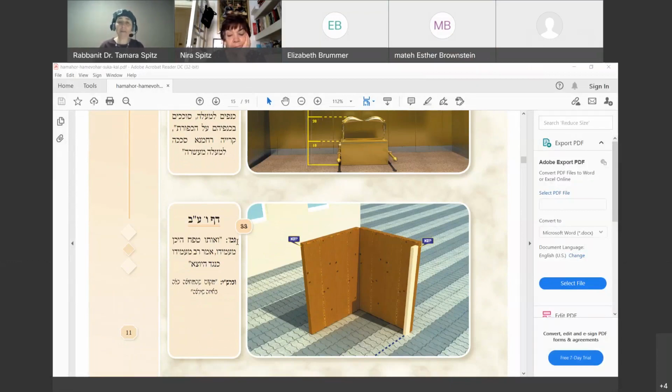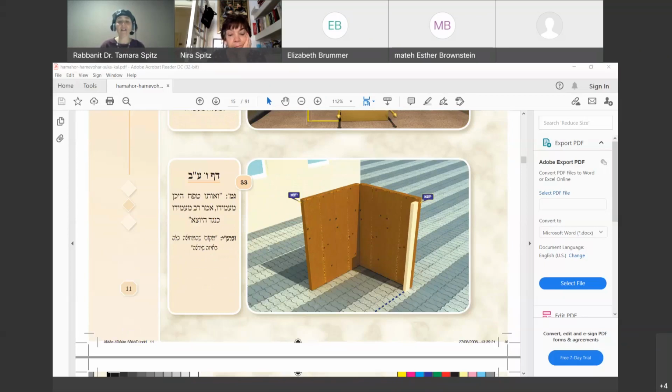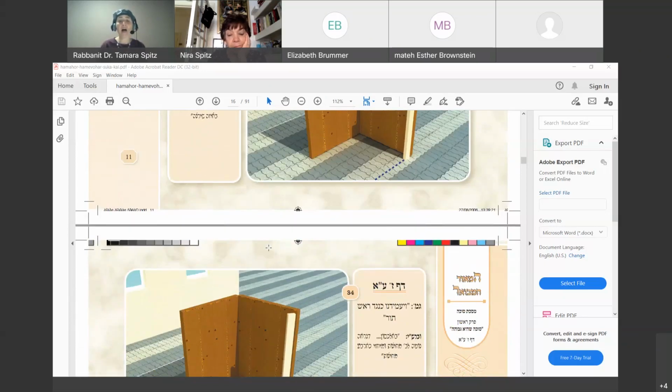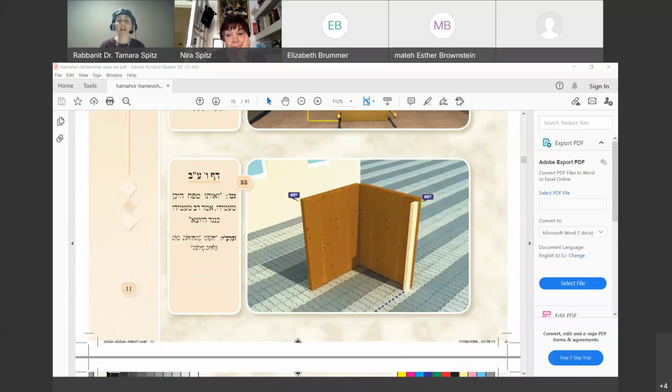This is actually a machloket. There's a disagreement. Some say you actually need 3. Some say you actually need 3 plus, right? So 3 walls plus a little bit. And that is the discussion on daf number 6.